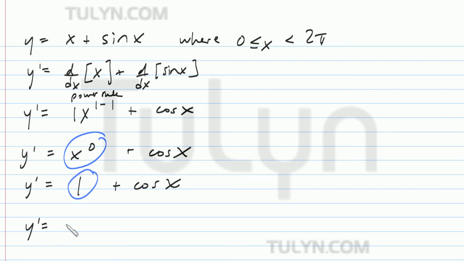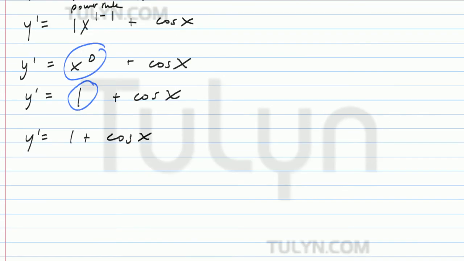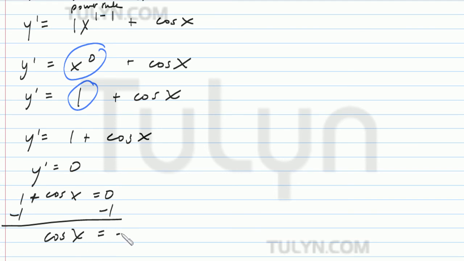Now y prime equals 1 plus cosine x, and in order to find where the slope is equal to 0, set the first derivative equal to 0. So 1 plus cosine x equals 0. Solve for x by subtracting 1 on both sides, you're just undoing the addition of 1. So you've got cosine of x equals negative 1.